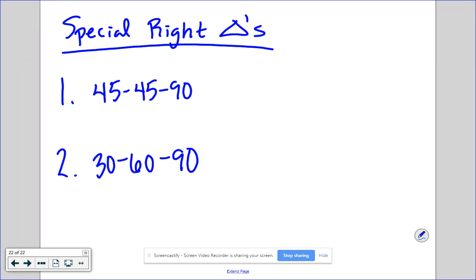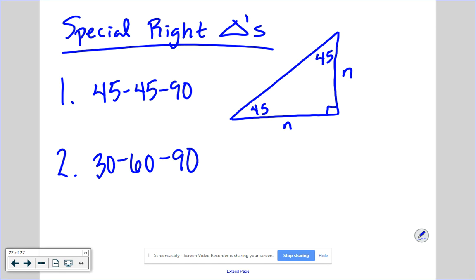I don't know if you remember those or not. 45, 45, 90, and 30, 60, 90. Yep, I remember completely. Okay? So, when you learn these, you learn that if we have a 45, 45, 90 right triangle, what do you know about the base legs? The legs opposite the 45-degree angles. They're the same length. So we just say those are both n.